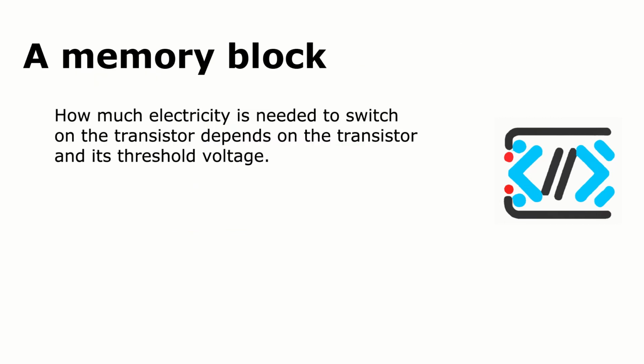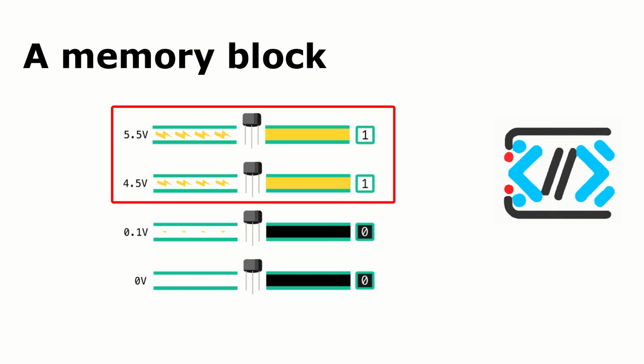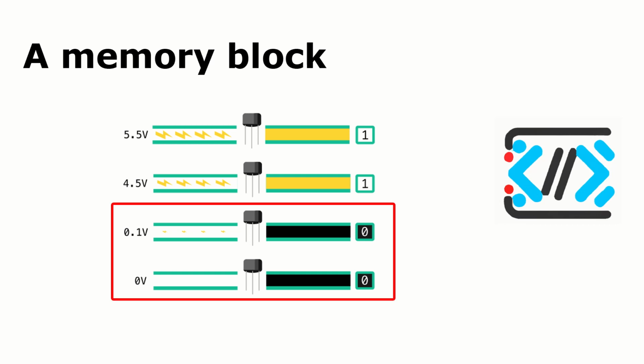How much electricity is needed to switch on the transistor depends on the transistor and its threshold voltage. If a transistor has a threshold voltage of 4.5 volts, then any voltage of 4.5 or higher will turn the transistor on. At lower voltages, the transistor stays off.